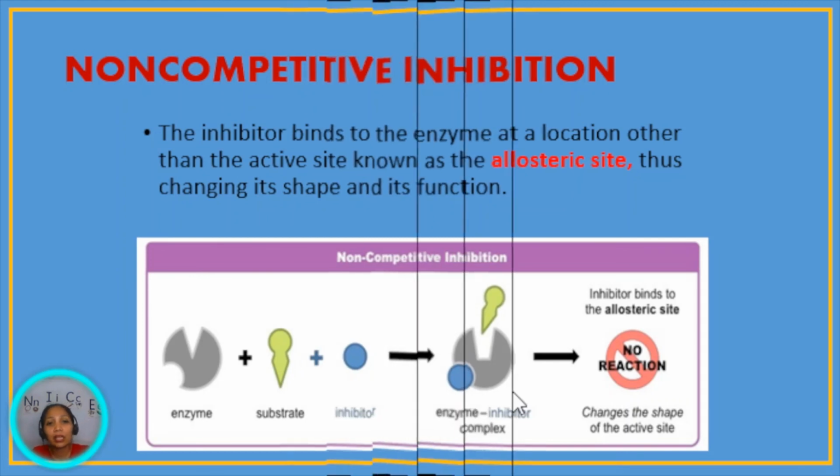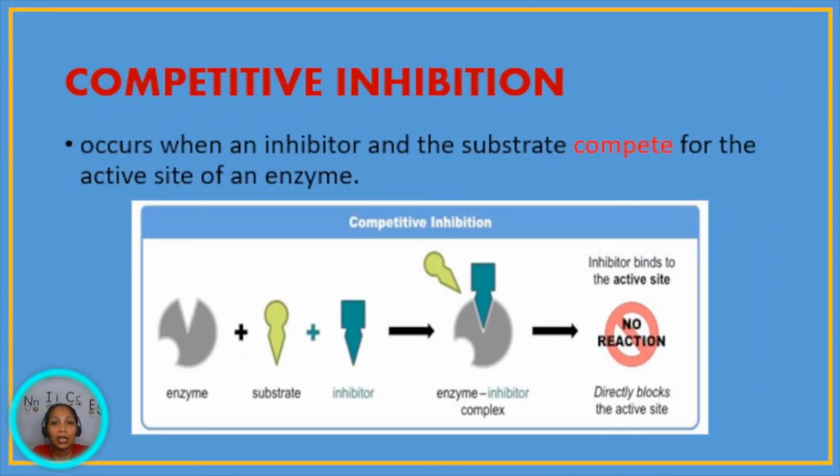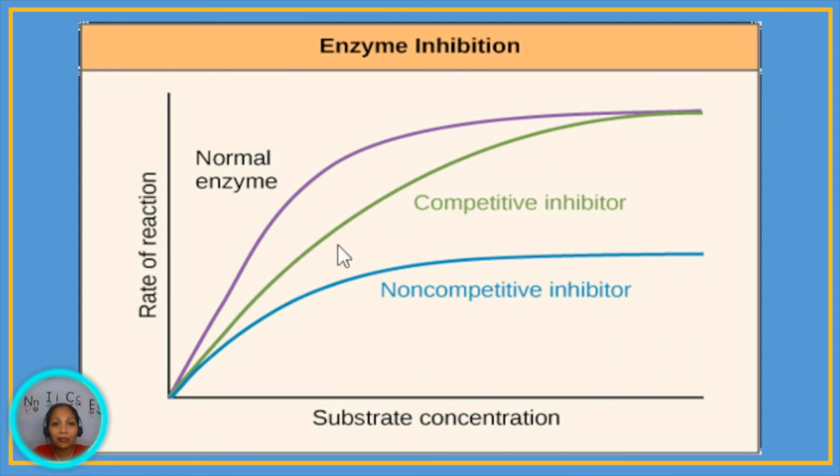Alternatively, in competitive inhibition, the inhibitor and the substrate compete for the active site of an enzyme. It is competitive because the inhibitor or the product competes with the substrate to occupy the active site. This graph shows that the rate of reaction increases as the substrate concentration increases with the normal enzyme in the process, compared to when there are competitive and non-competitive inhibitors.